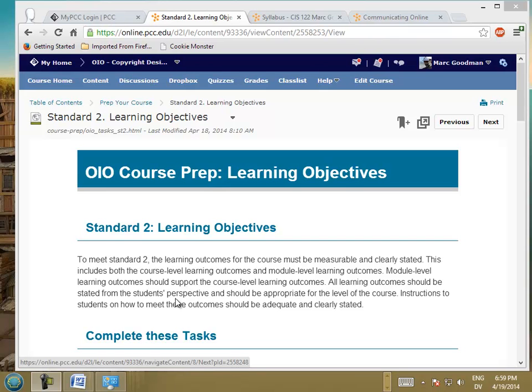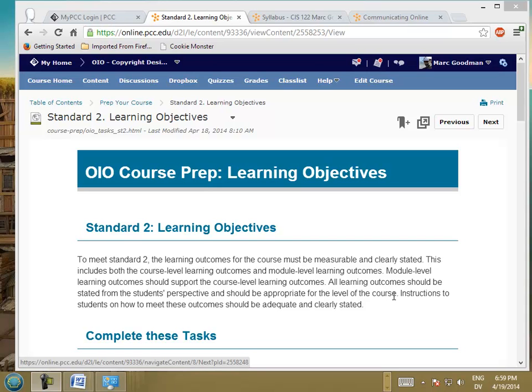All learning outcomes should be stated from the student's perspective. So that's basically saying that on completion of the course, the student will be able to do something, or will be able to apply some knowledge, or will be able to analyze some situation and so on. What will the student be able to do or to demonstrate? That's what we mean by from the student's perspective.